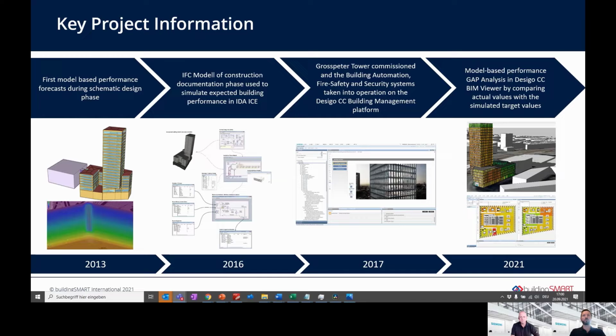We decided to focus on one floor of the Grosspeter tower and use the data from the room temperature sensors in the real building and juxtapose these with the simulated room temperature in the digital twin. To do this, we needed to not only connect the simulated data with the live data, but also to calculate the gap to display the deviances. Furthermore, we wanted to integrate the geometric model from the planning phases into the live digital twin in the Desigo BIM viewer.